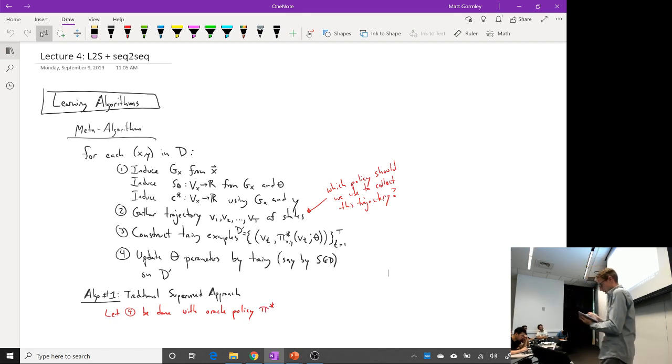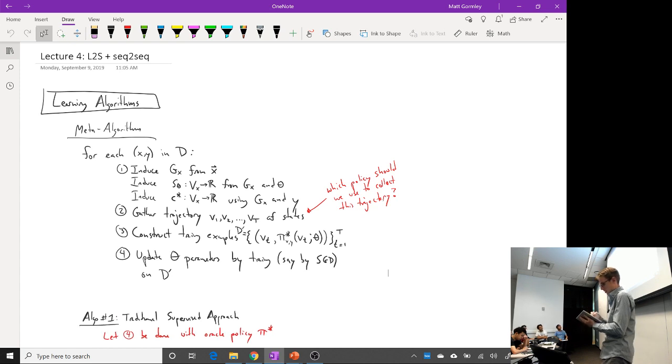Oh, and I guess I forgot kind of an important detail here, which is what does this meta-algorithm return? Does anyone have any thoughts on what we should write here that the meta-algorithm is actually returning?